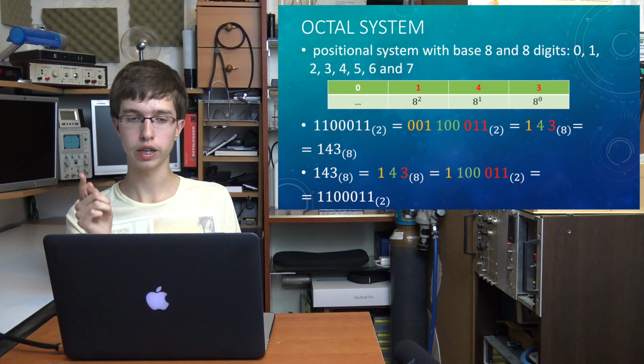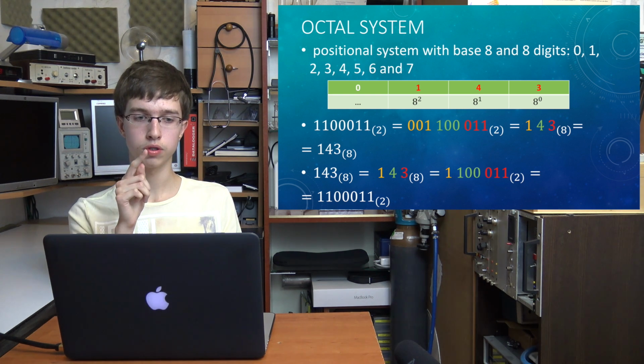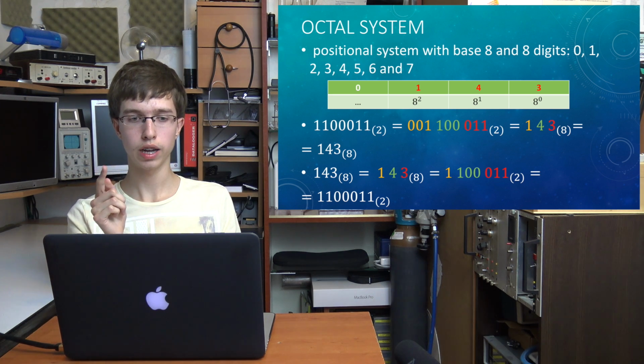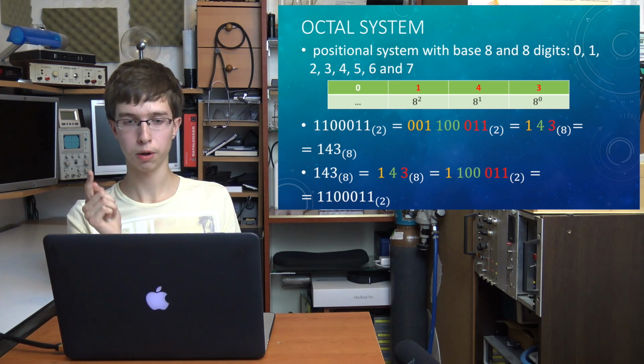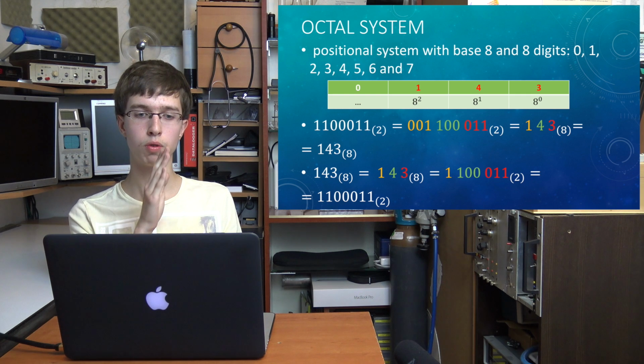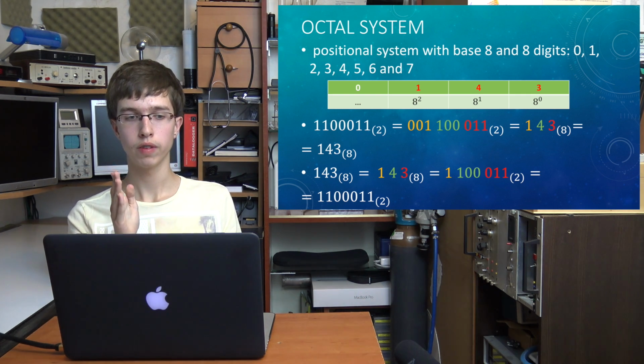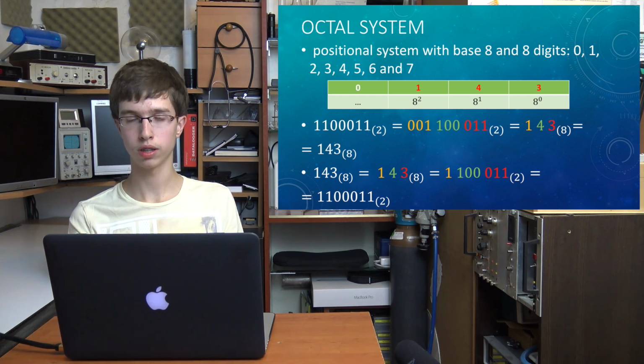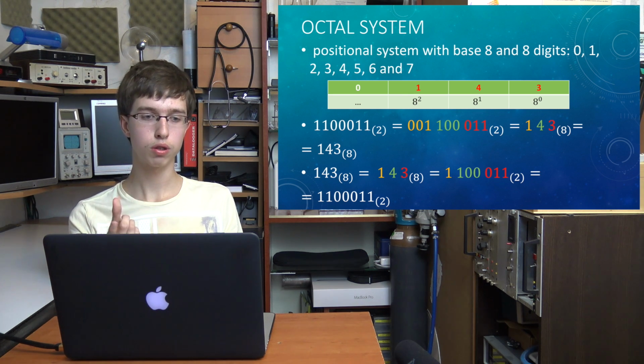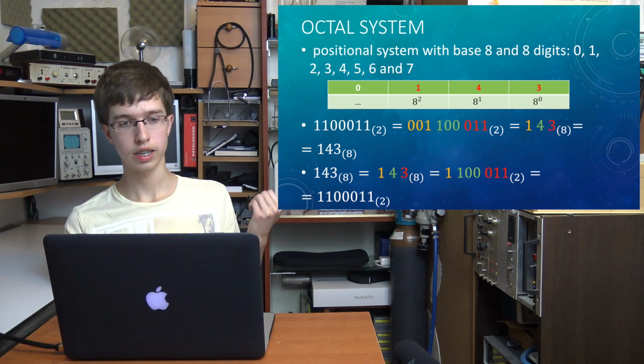1 4 3. So 0 0 1 is 1, 1 0 0 is 4, and 0 1 1 is 3 in the octal system. Now 1 4 3 is the number in the octal system. And we can also do the inverse thing, as you can see here.